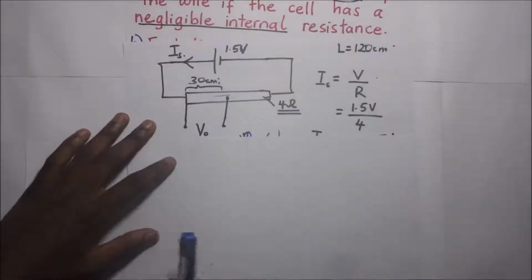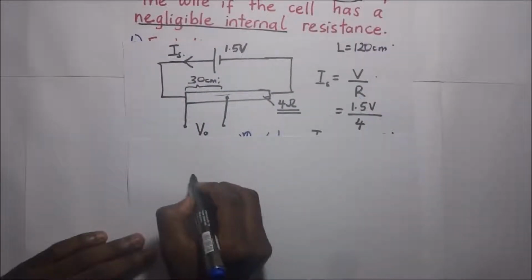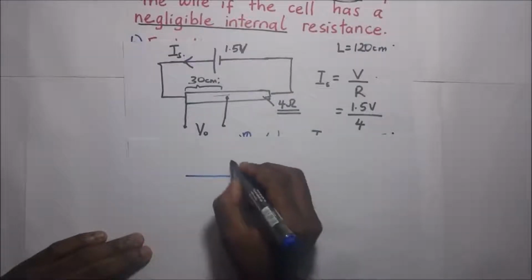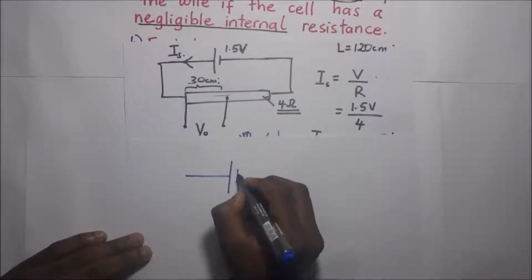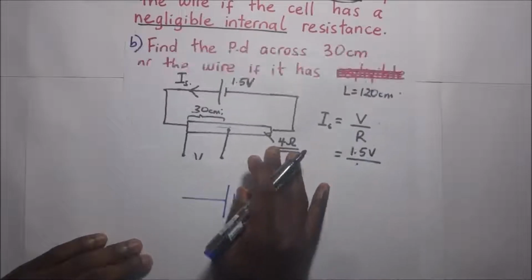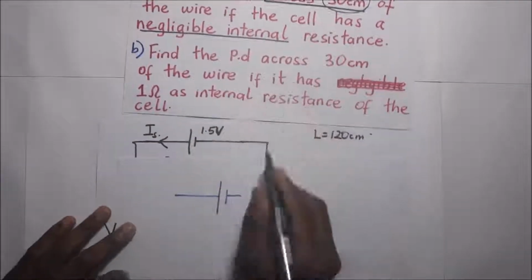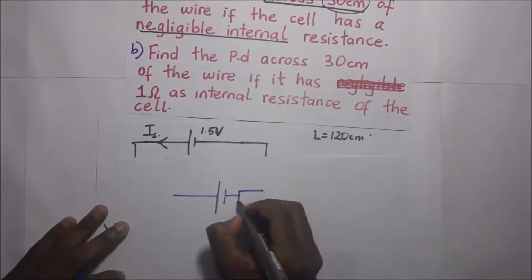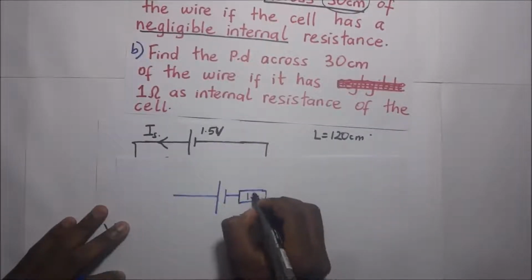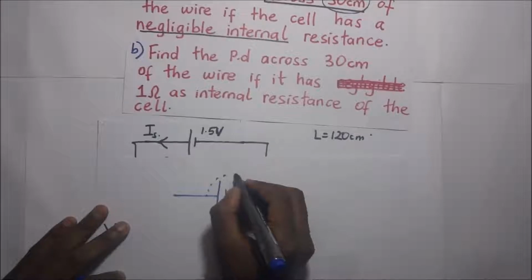So if I may redraw this circuit diagram, it's still going to be this. Now this time around, this cell, they are telling us it has 1 ohm internal resistance. So it's having an internal resistance here of 1 ohm. This whole thing is the cell.